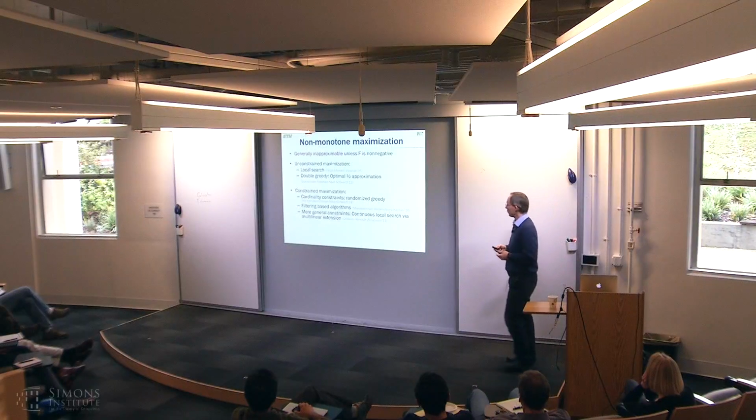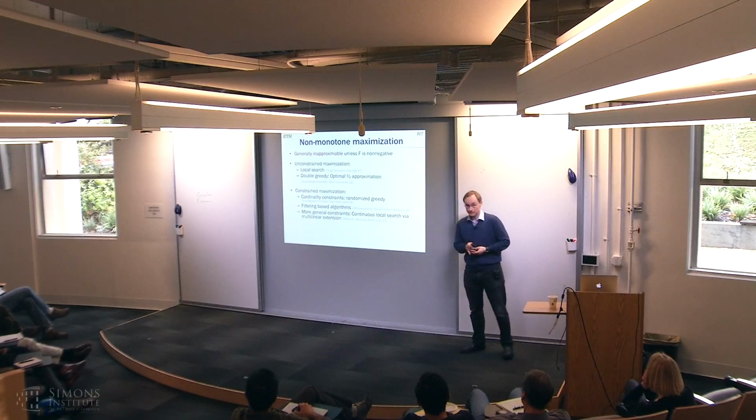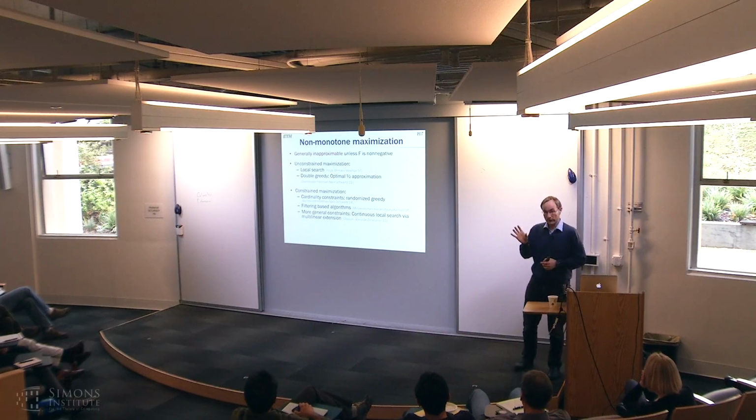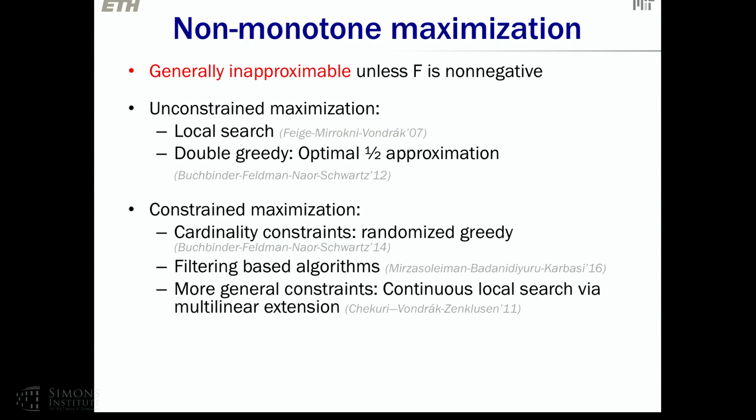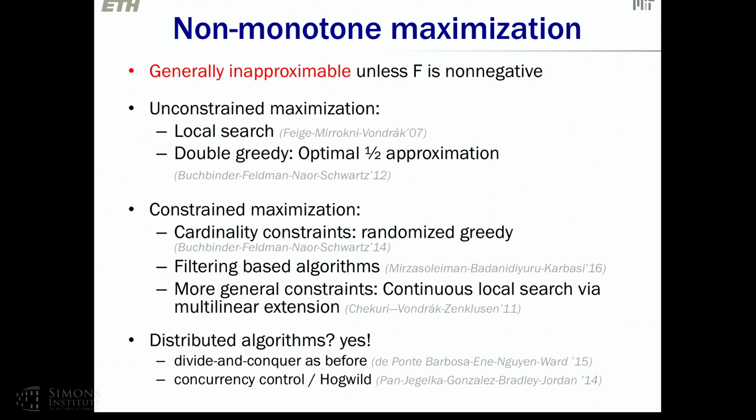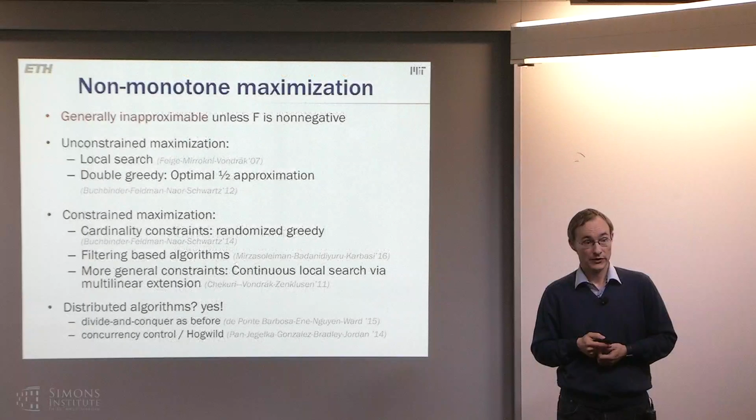And similarly, there's quite a bit of work on constraint maximization. It turns out there's a variant of the GREEDI algorithm called the randomized GREEDI algorithm that gives approximation guarantees even in the cardinality constraint case. And there's also algorithms that rely on optimizing this multilinear extension that we had talked about a couple of slides ago. But you don't use this continuous GREEDI anymore, but some other variants to optimize this continuous submodular function. Okay, and there's also work on distributed algorithms for non-monotone maximization.